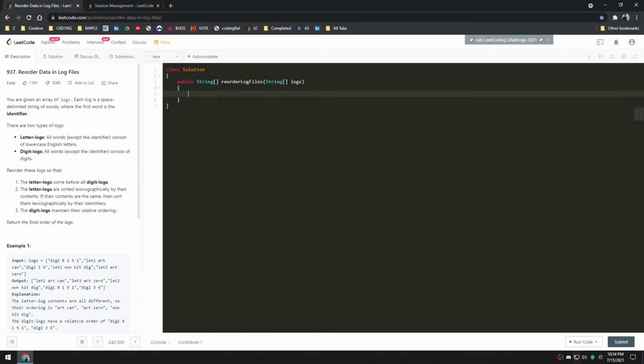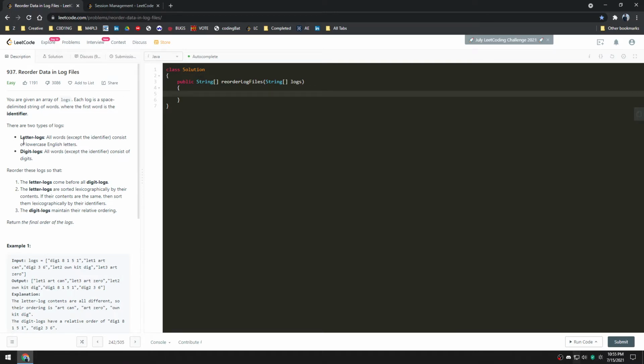For this one, we're going to go over question number 937, which is reordering data in log files. So we're given a bunch of logs, which is just a bunch of strings, and each log is a space delimited string of words, meaning they're separated by spaces, and the first word is going to be the identifier.